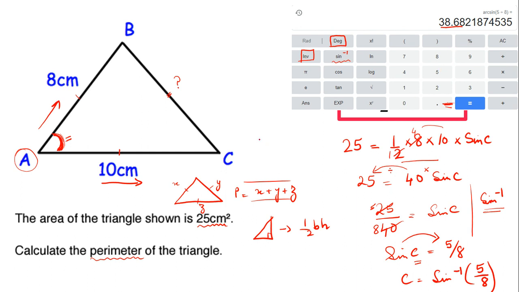38.682, which means that this angle right here is 38.68.